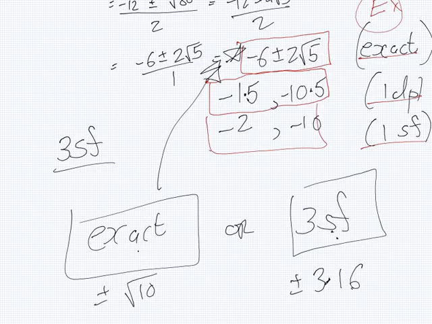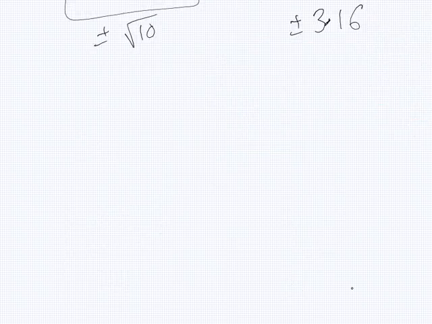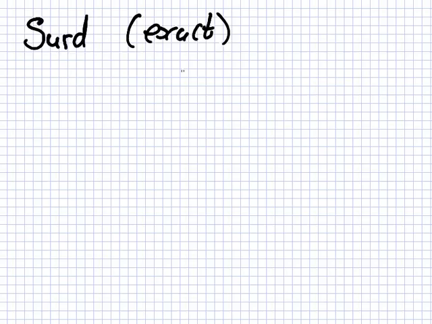I'll give you one to try. Right. I want the answer as a surd, an exact answer. X squared minus 12x minus 3. Try this.